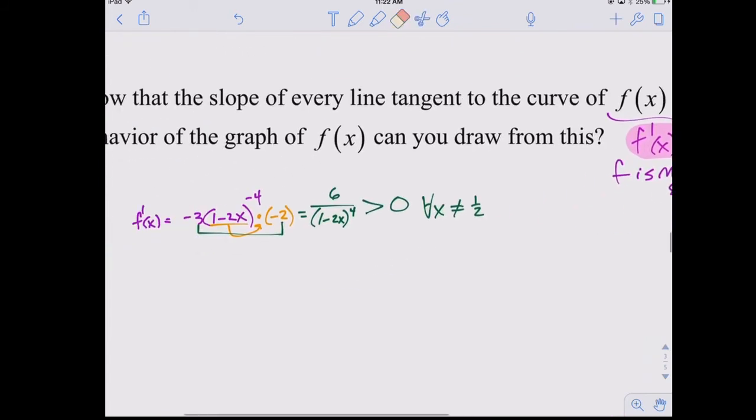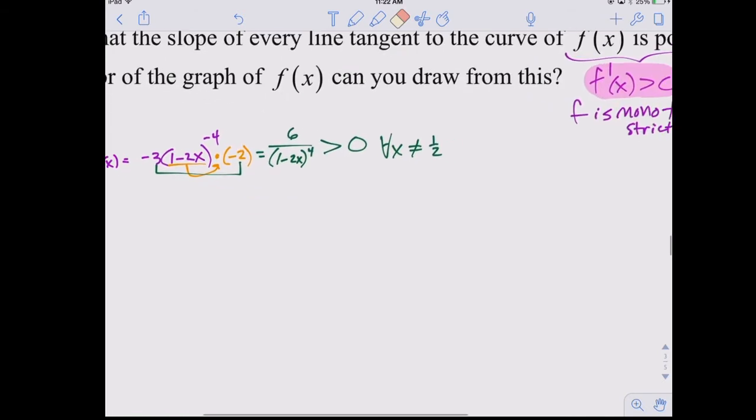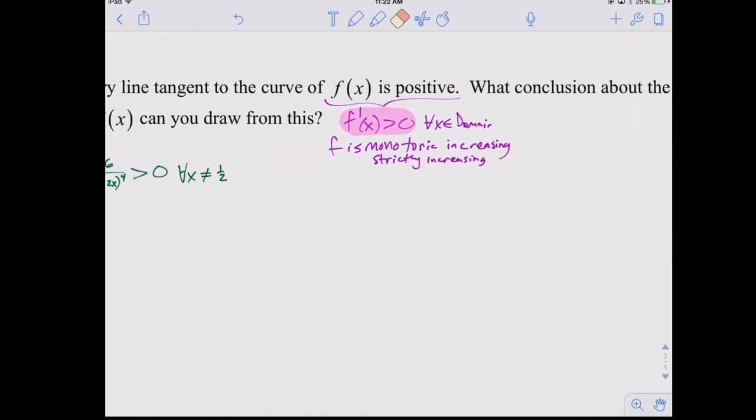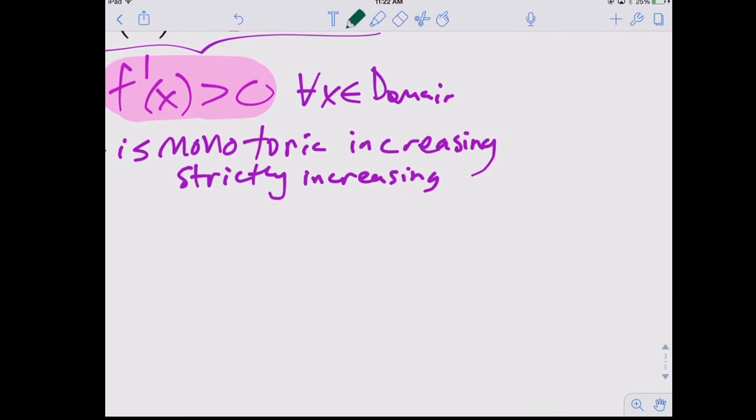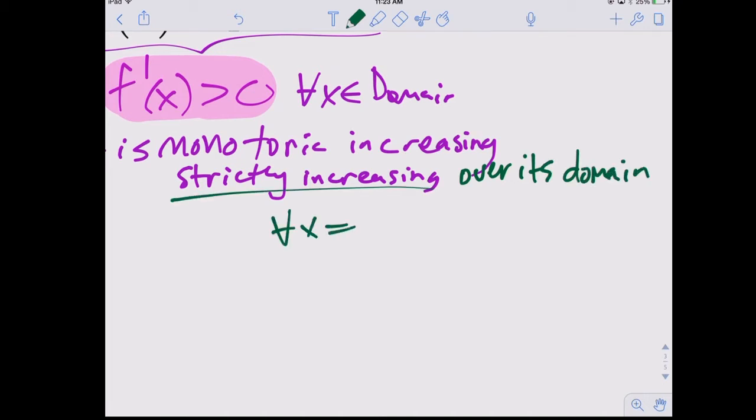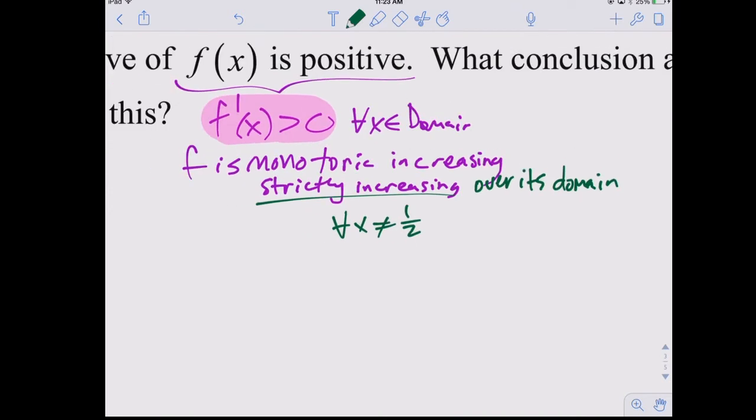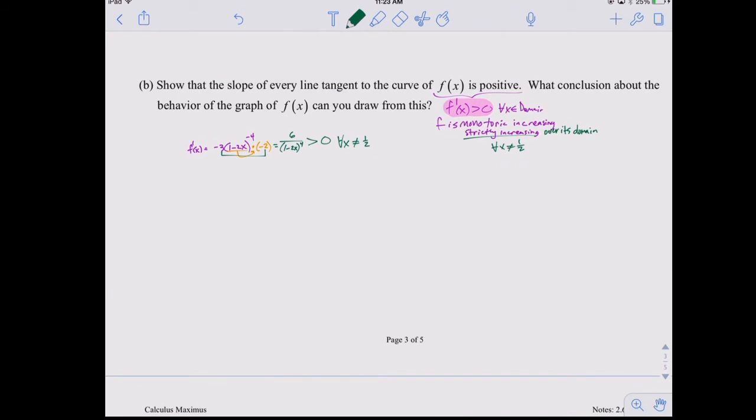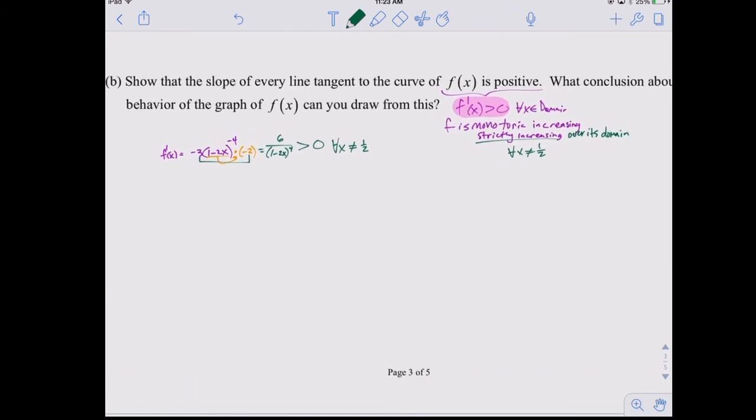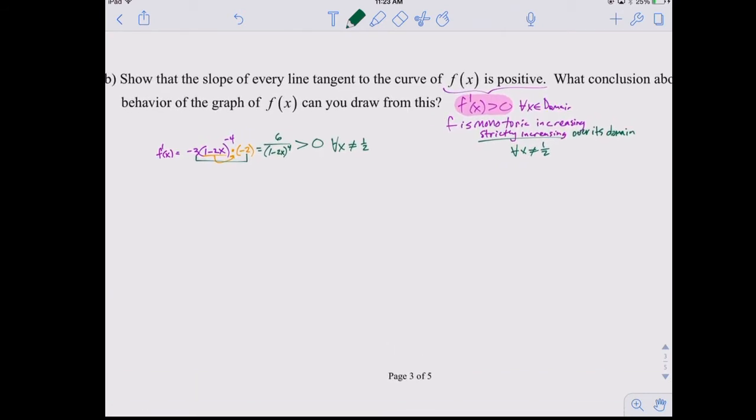Now, we already said, what conclusion can you draw about f from that? It's going to be monotonic increasing, or strictly increasing, we should probably add something here, over its domain. Or it's strictly increasing, again, for all x not equal to 1/2. Something to that effect. That's kind of good to know. Whatever the graph looks like, wherever it lives, it's going uphill from left to right.